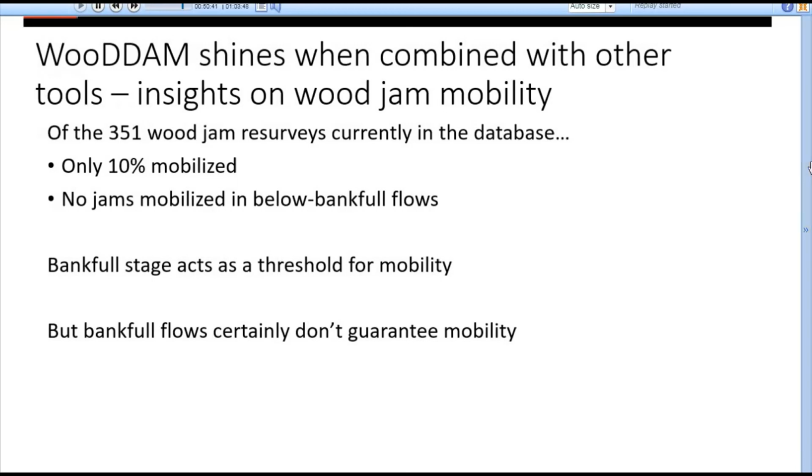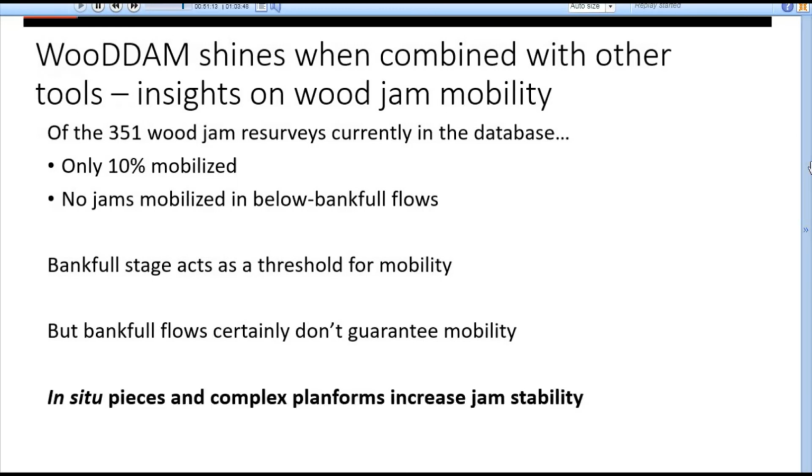But right now, what WooDDAM is showing is that we've found a threshold for jam mobility, whereby we tend not to see jams mobilizing at below bankfull flows, as you'd expect. But importantly, as the flow overtops the banks, that certainly does not guarantee jam mobility. Even jams that are just sitting in the middle of a channel, if they're, say, buried under a little bit of sediment, or if they have some anchoring from roots into the bank, they can resist pretty powerful, substantial high flows.